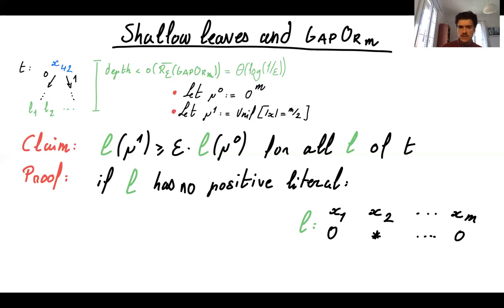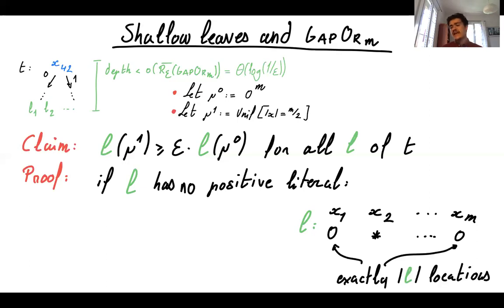It's not checking because it's a shallow leaf, right? So there are exactly L locations for which L is looking for a 0. So, okay, first thing to notice is that an input from mu0 has a 100% chance of landing at L, right? Because it's the all zero input, and this leaf L is looking for only zeros.